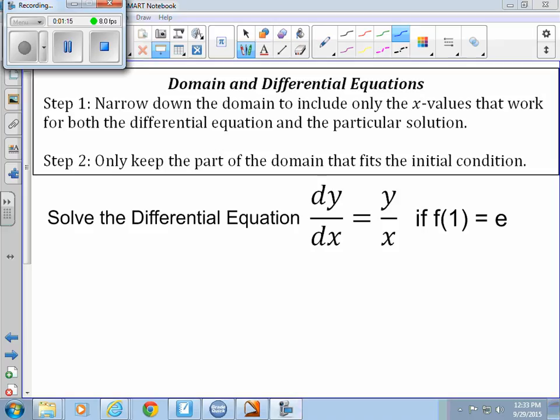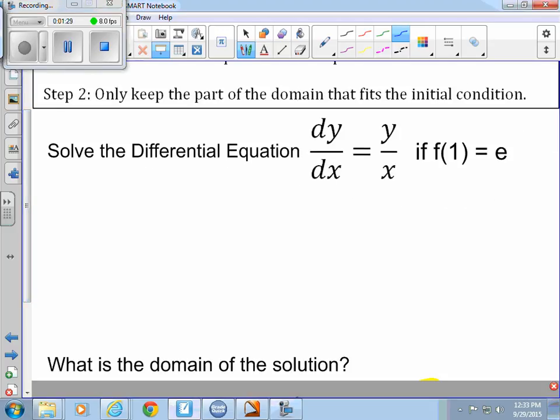Domain for that. So we're going to limit our domain to only the part of the differential equation that has the particular solution. And I'll show you what I mean by that. So solve the differential equation dy over dx equals y over x. So step 1, what do I do?